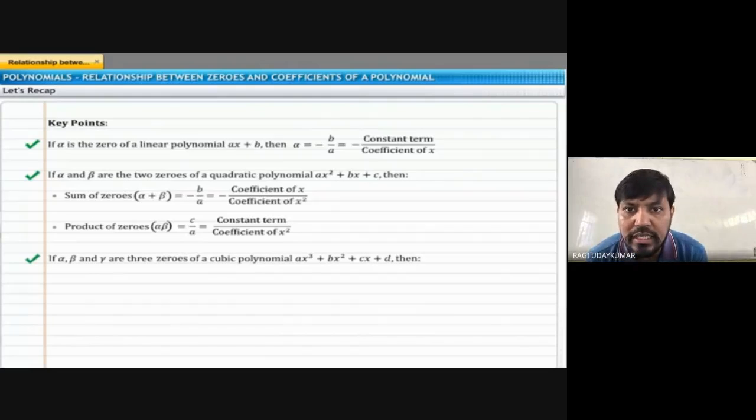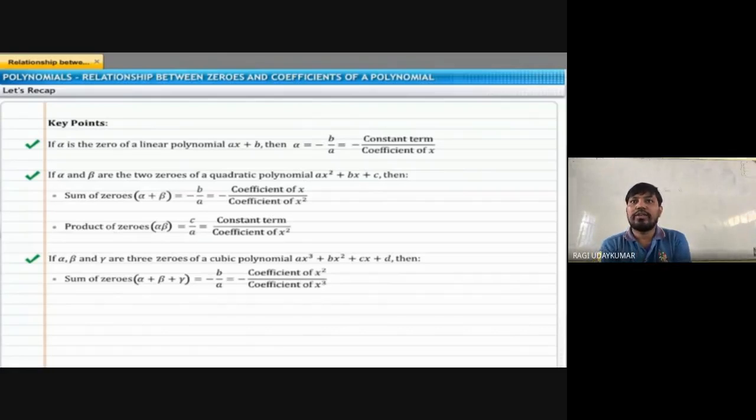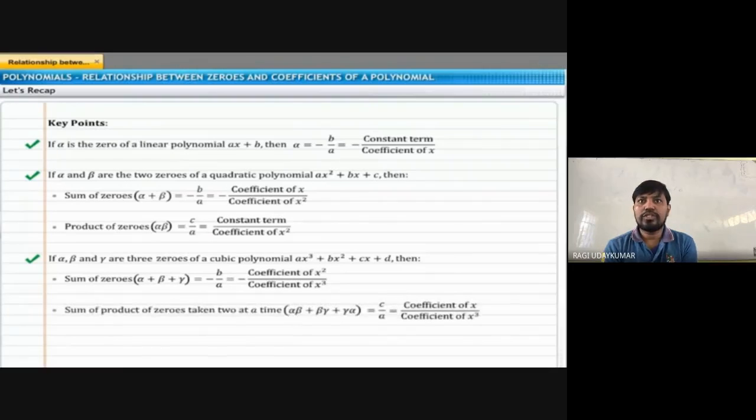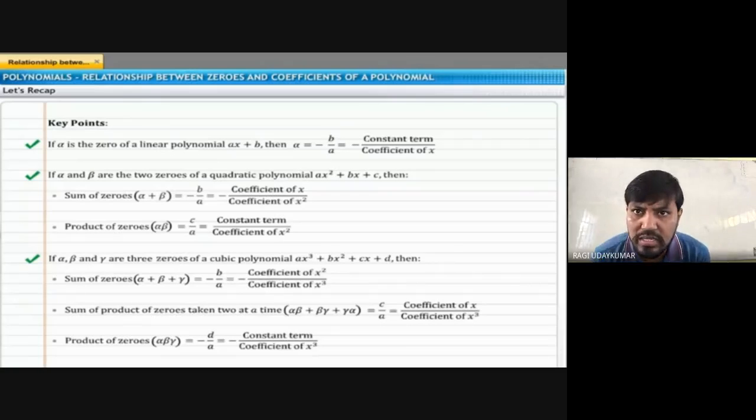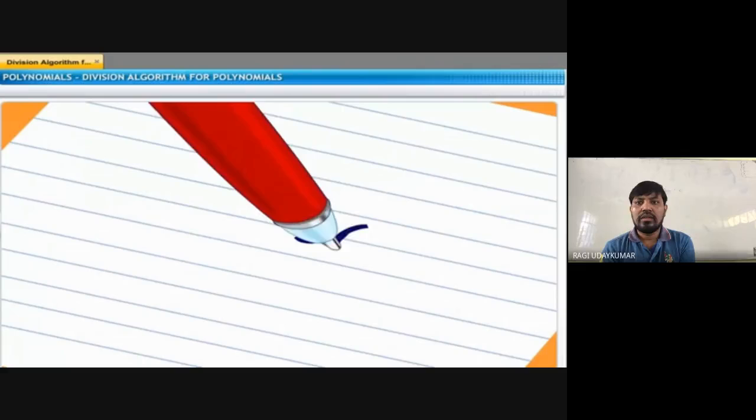Very important thing here you need to take into consideration. If alpha, beta, gamma are the three zeros of the polynomial, alpha plus beta plus gamma is equal to minus B by A. Alpha beta, beta gamma, gamma alpha is equal to C by A, sum of the product of the zeros taken two at a time. And product of the zeros is equal to minus D by A. So these are the main points. Based on this only you are going to have the problems.